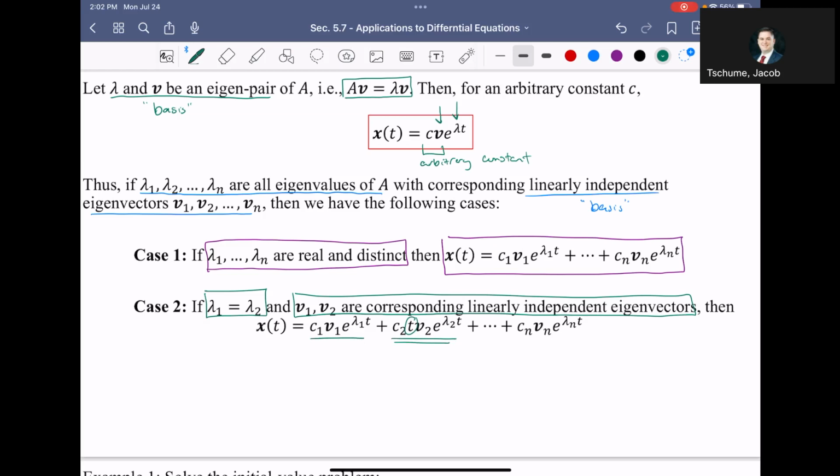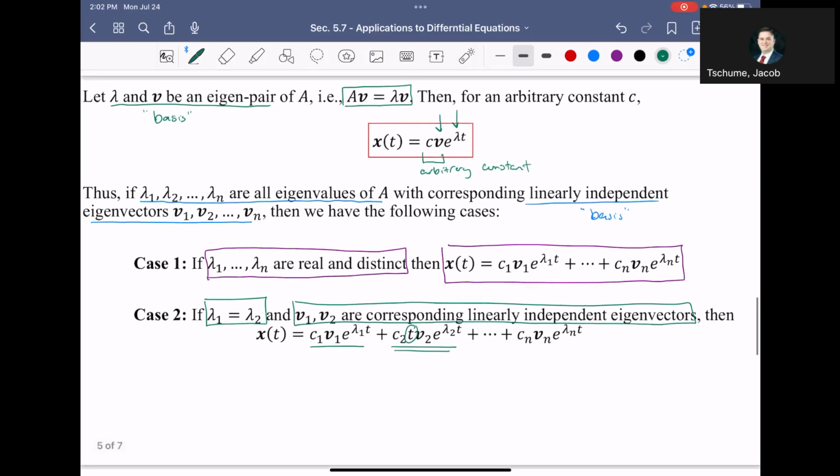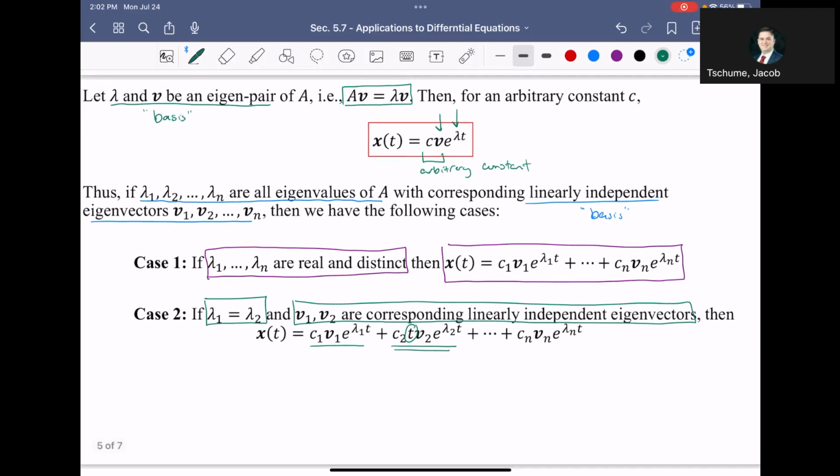You only have to add this extra t if you have two lambdas that match, and it'll only go on one of the lambda equations. As long as they're all different, you never have to worry about adding an extra function in. So, using these two cases, this is how we're going to solve matrix differential equations of the linear variety.